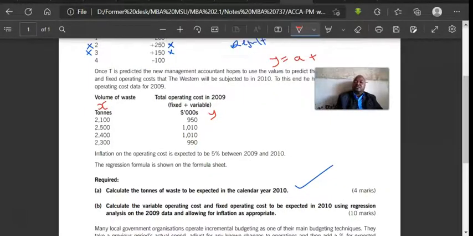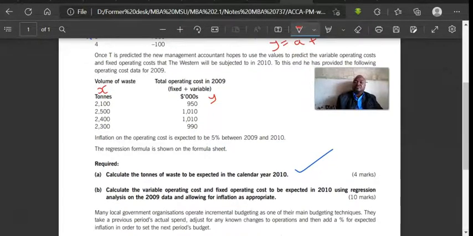Let me try to write the equation somewhere. Okay, Y is equal to A plus Bx. All right, and question B is saying calculate the variable operating cost and fixed operating cost to be expected in 2010 using the regression analysis on the 2009 data and allowing for inflation as appropriate. So you can see that you are not actually required to determine the complete equation for Y, but required to just determine the A and the B values.